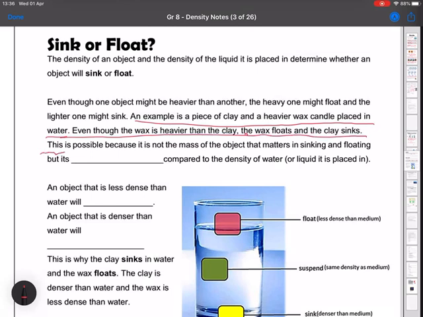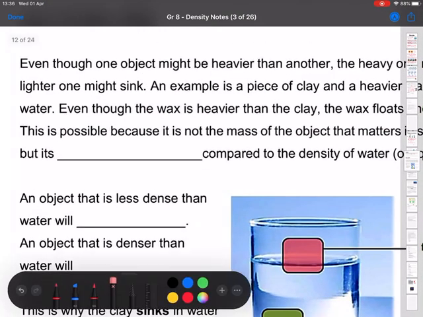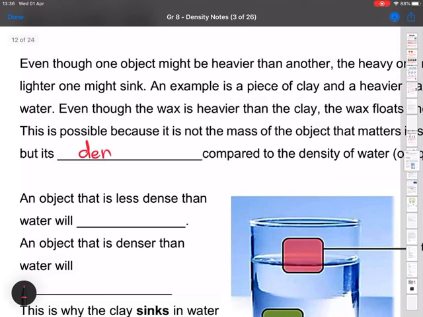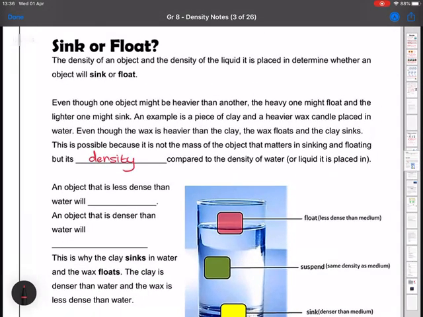Why is that possible? It's possible because it's not the mass of the object that matters in sinking and floating, but if you guessed density, then you are right. It's density compared to the water or the liquid that it's placed in. So we say that if an object is less dense than water, it will float. And an object that's more dense, in tests and exams, guys, please try to say more dense. An object that's more dense than water will sink.